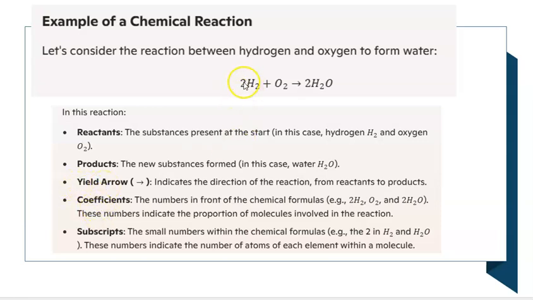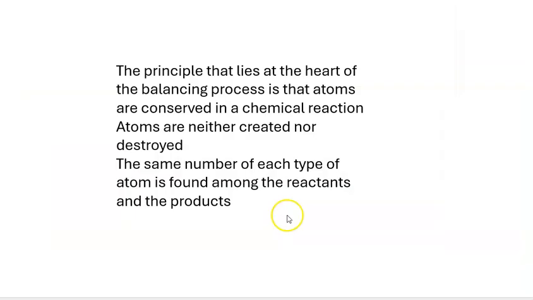And the coefficients that you can see in the front represent the number of chemical formulas. In this case, 2 molecules of hydrogen. Here, 2 molecules of water. And here, you don't write the 1, but you know there is 1 molecule of dioxygen. The subscripts represent the atoms that are in the chemical formula.